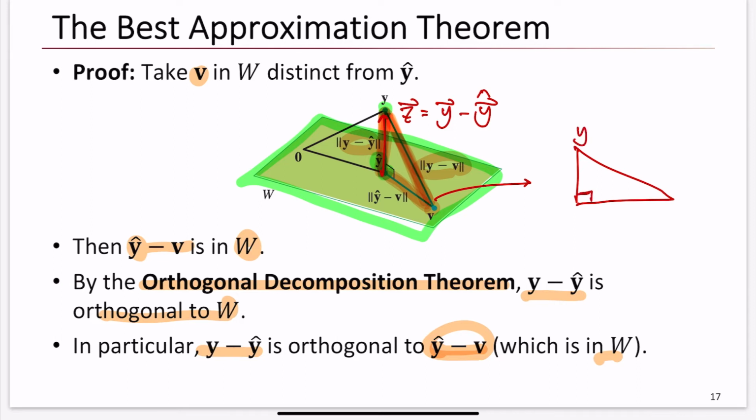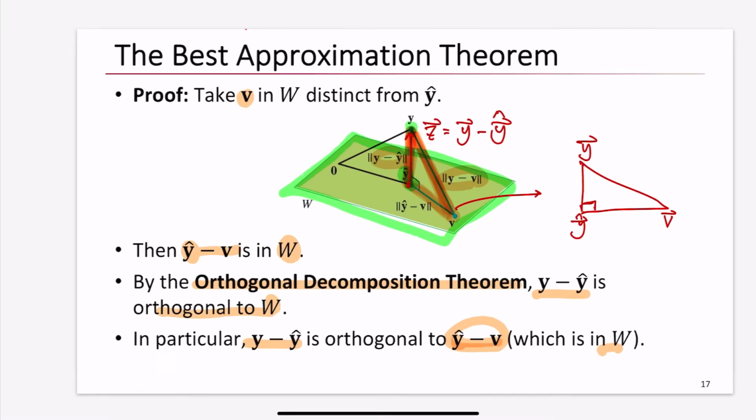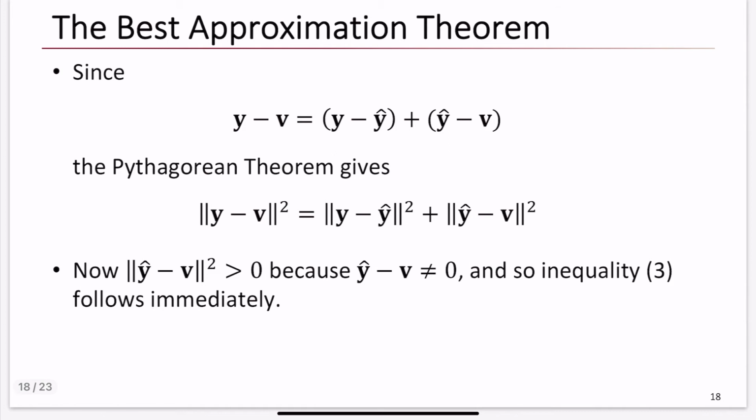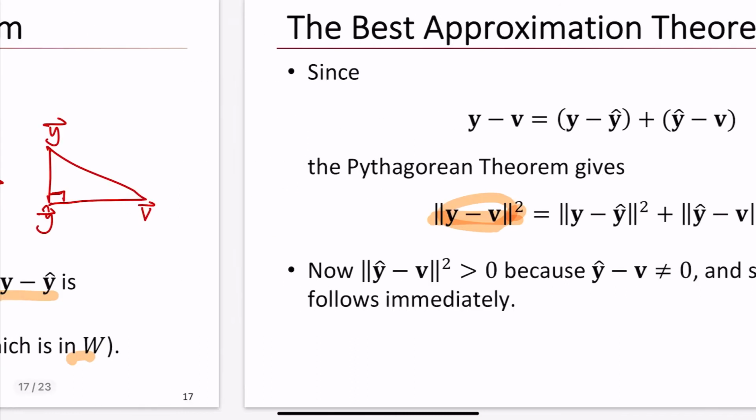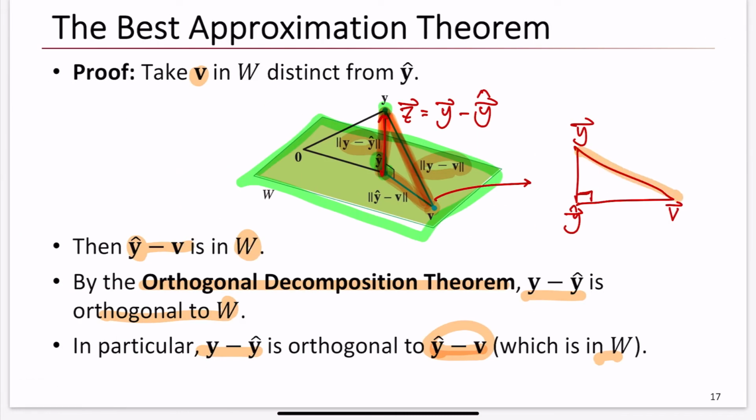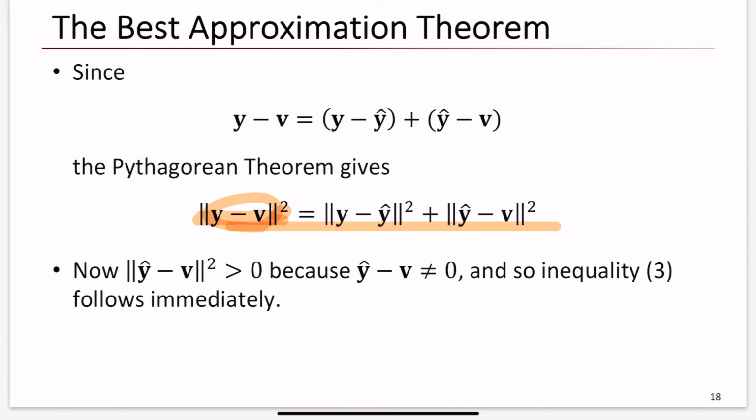Here's y hat. Here is the vector v. Then by the Pythagoras theorem, the square of the length of y minus v is the sum of the square of the length of y minus y hat and the square of the length of y hat minus v, which was the Pythagoras theorem.